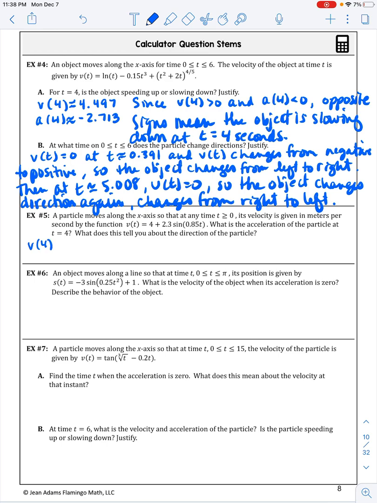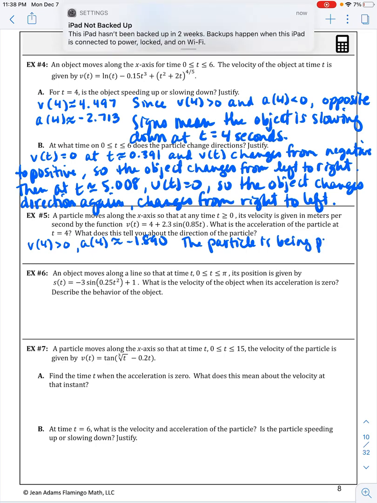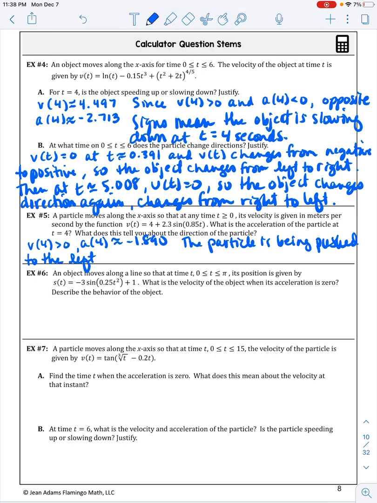I put that v of 4 is greater than 0, a of 4 is approximately negative 1.890, and I said the particle is being pushed to the left because of that negative. I knew it was being pushed to the left because acceleration is like a push at a rate of 1.89 meters per second squared.